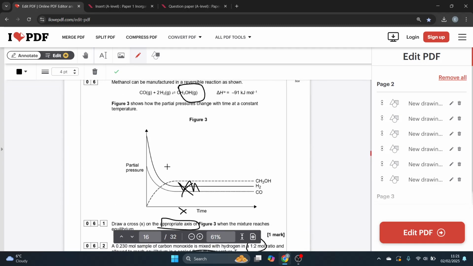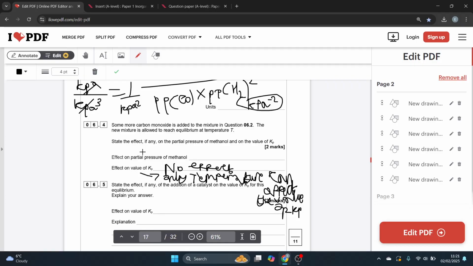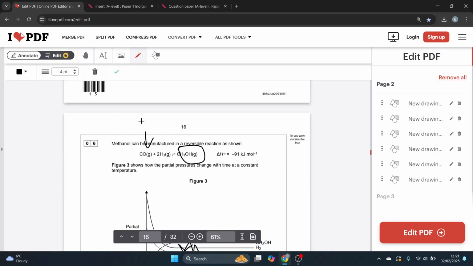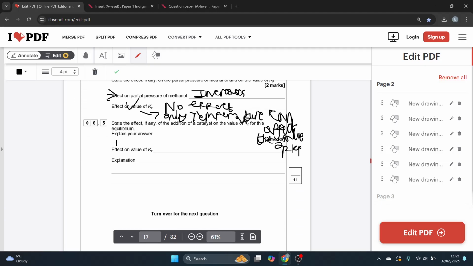Effect on partial pressure of methanol. Well, if more carbon monoxide is added, what's going to happen to the partial pressure of methanol? If more is added, the equilibrium can shift and it's going to make more of this, so that will increase as well. That increases. So you should definitely get this right. This one is a bit more tricky, but it's still not that tricky.